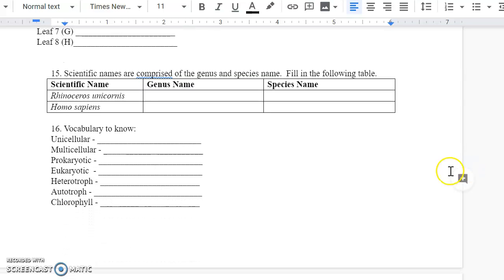15. Scientific names are comprised of genus and species name. So we're going to fill in the following table. Rhinoceros unicornis. Okay, that's a rhinoceros. Its genus name would be Rhinoceros. Notice it is capitalized, and the scientific name is always written in italics. Genus is the first part and is capitalized.